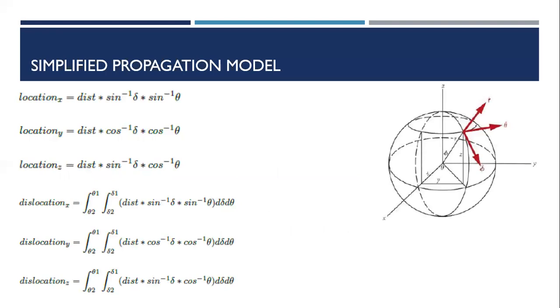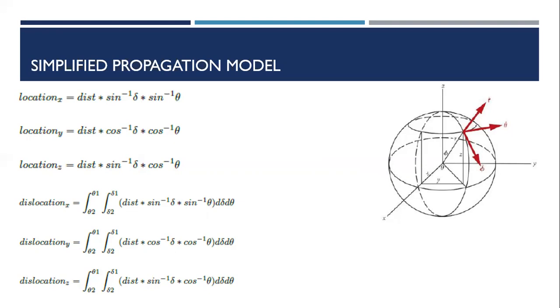After that, we have the simplified propagation model. For any smart antenna, in order to calculate the location or dislocation or the movement of any receiver, we had to have some sort of model. So there are many different kinds of models that can be used to locate the receiver, but this is one of the most simplified propagation models that can be used to calculate the geographical location of any user.